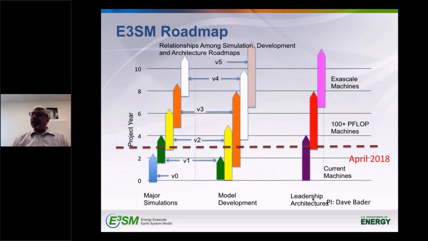The roadmap for E3SM calls for a set of major simulations, which the project started about four years ago, called V0 through V5, where V stands for version. V0 is basically the baseline that we started with as we forked off the CESM model. And currently, version 1 of the model was released at the end of April.